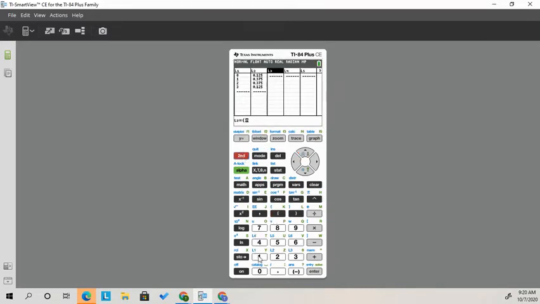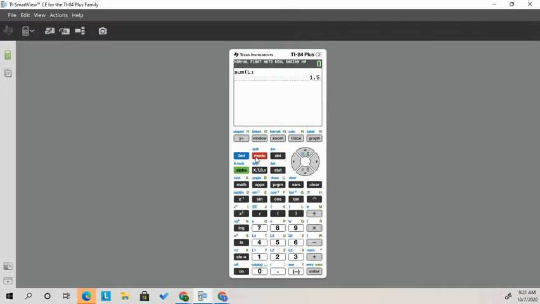So L1 minus the mean squared, and then you don't even have to put in the times. You can just put times L2, and I'm pretty sure it will work. So you don't even need to do that. Okay, so there's our variance. We're going to add that up and get the variance.